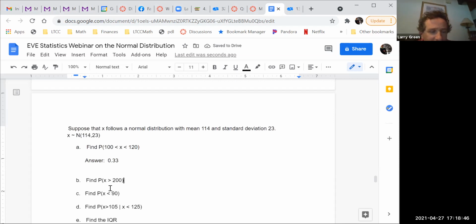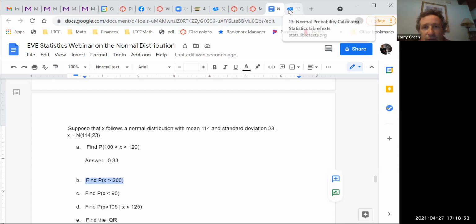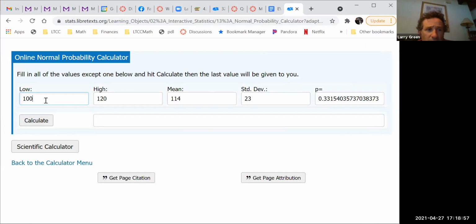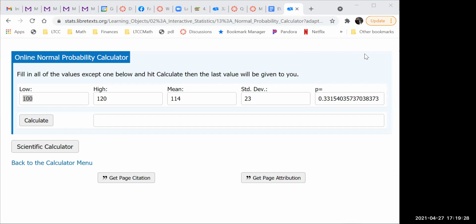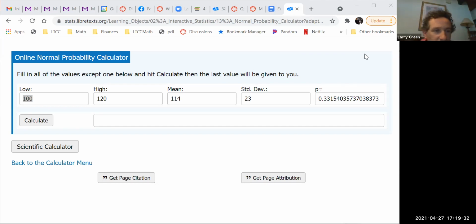What's the probability that X is greater than 200? So what is the probability that X is greater than 200? What's the low? What's the boundary of all numbers that are greater than 200? The hint is it's very easy. Not a trick question. So what's the boundary of all numbers that are greater than 200? 200. Yeah, 200. There we go.